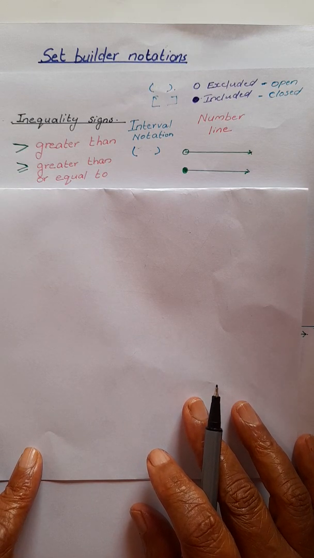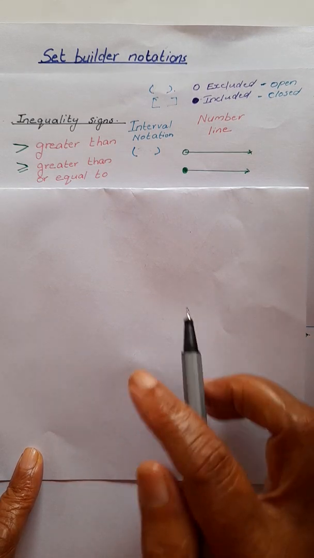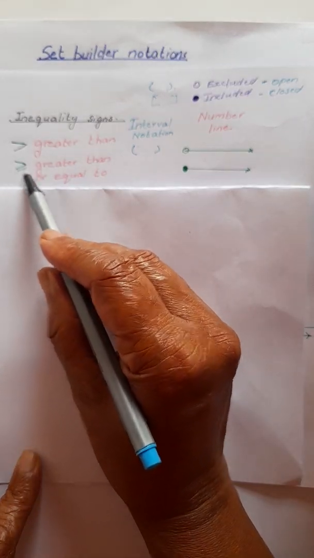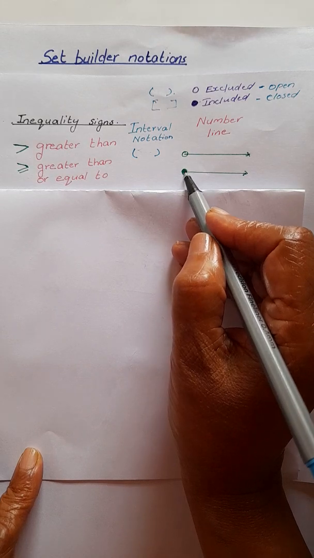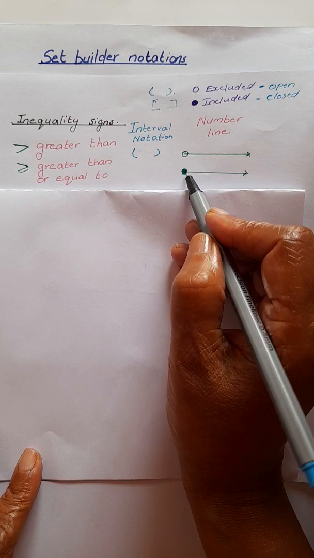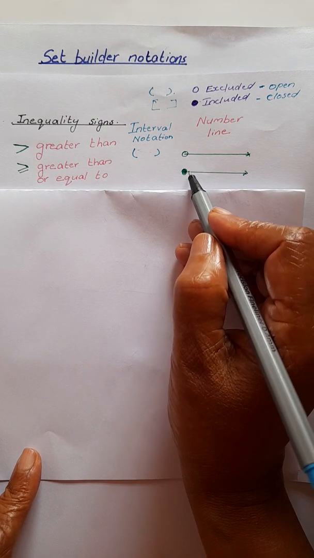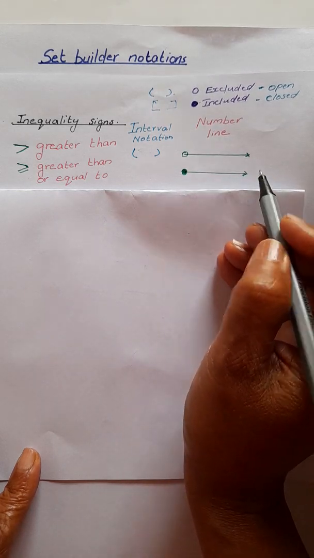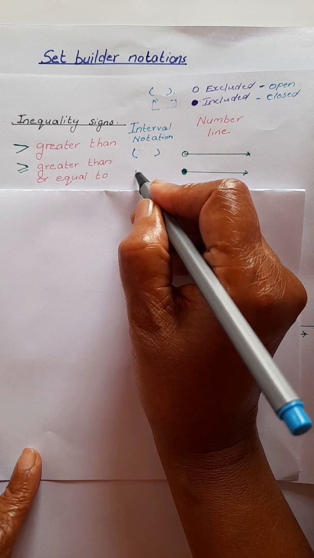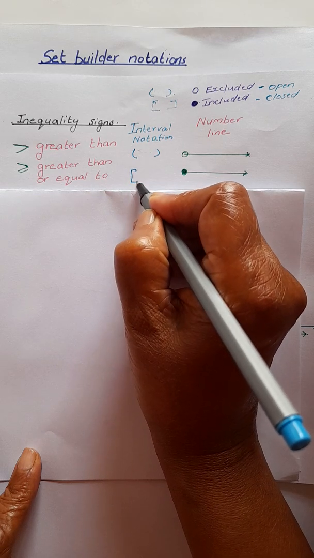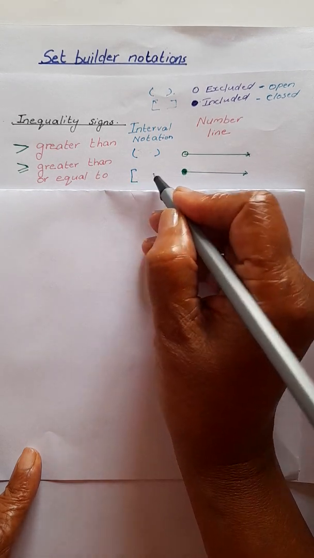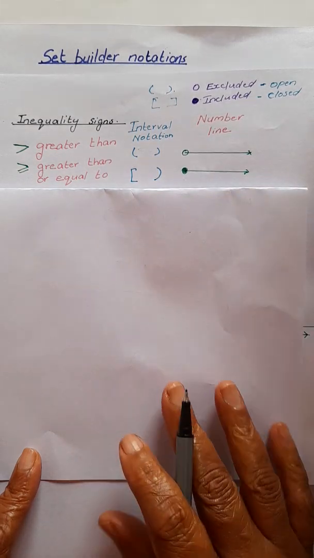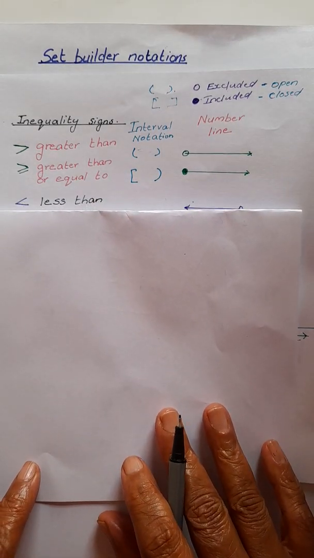Then greater than or equal to. It is equal, so it is a closed circle, a shaded circle, and still it is greater than, so it is to the right side. In the interval notation, this side is closed, and this side we don't know, so it is open, so it is a round bracket.